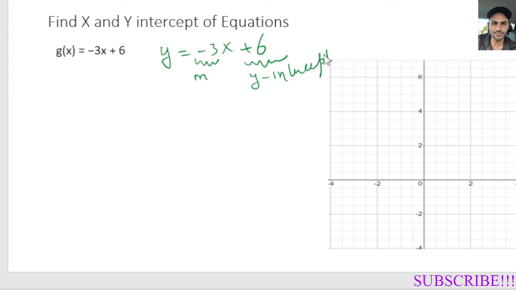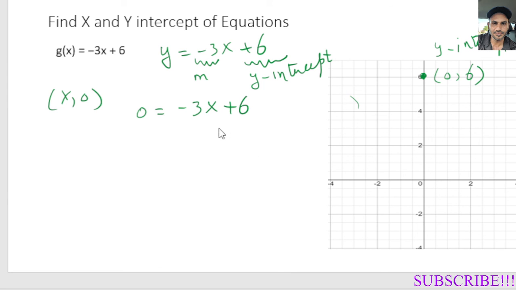It's positive 6, so it's going to be crossing the y-axis at positive 6. So this is (0, 6). That's your y-intercept. Now, the only thing that's missing is the x-intercept. The x-intercept is the point (x, 0). We solve for this x value. We plug this point into this equation. The y value is going to be 0. So 0 equals negative 3x plus 6.